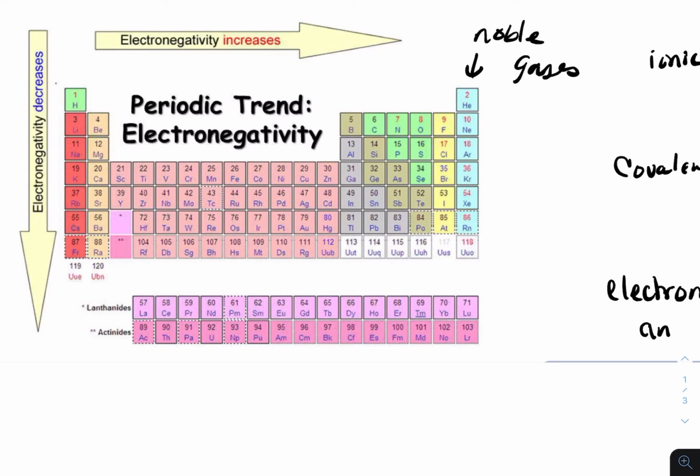Now, there's another bonding that we can talk about, and that's covalent bonding. This is where two electrons are shared, and unlike ionic bonding, they don't completely take it away.